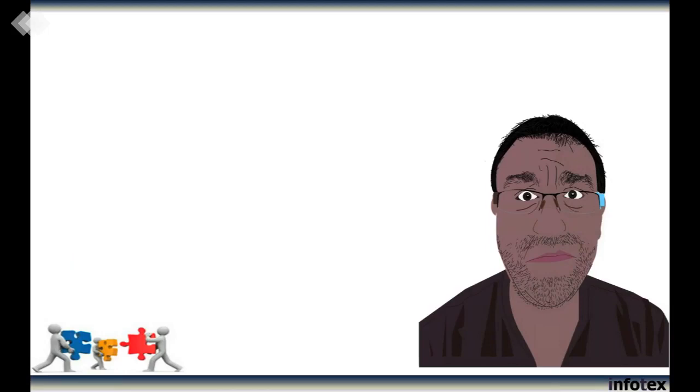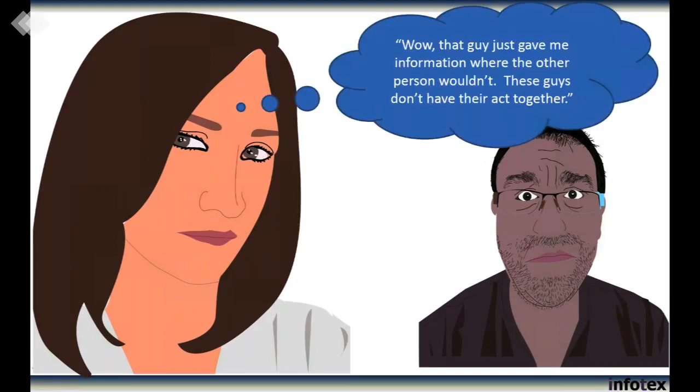But what we need to realize is that over time, our customers are going to see when we do give information, when we do not follow policy, in a way that is going to make us look bad. Stacy, what is a good example of how a customer could walk away from that last transaction? Wow, that guy just gave me information where the other person wouldn't. These guys don't have their act together.